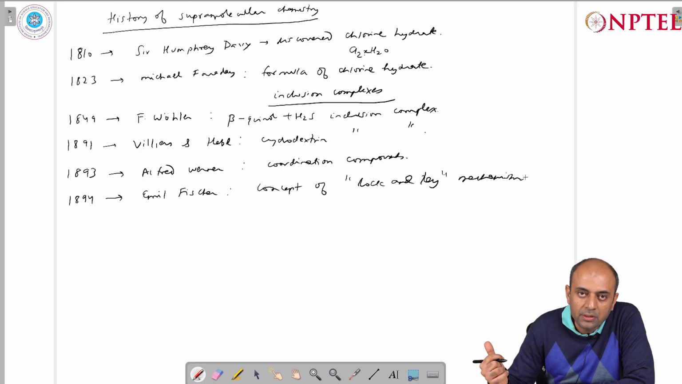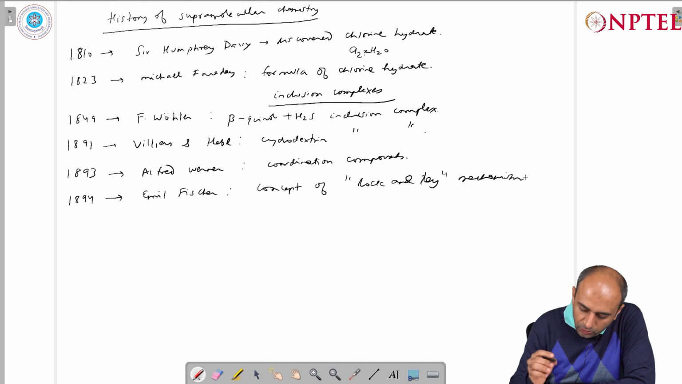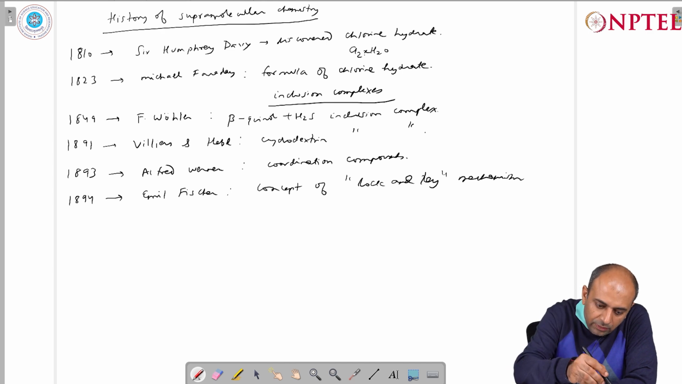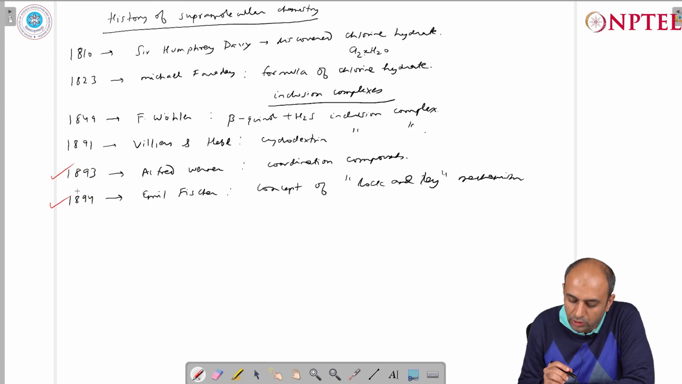This lock and key principle has found very important applications, and we will be discussing it during the subsequent part of the course. So, this turned out to be a very important discovery. I will highlight it: Alfred Werner's discovery of coordination compounds, and Emil Fischer's discovery of the lock and key concept. The concept of the lock and key mechanism was proposed by Emil Fischer.